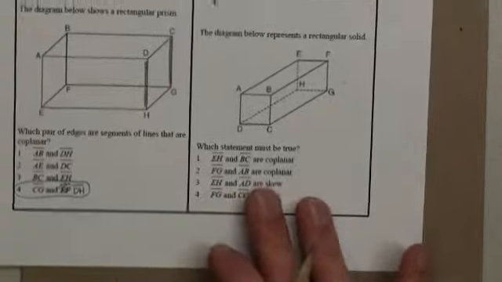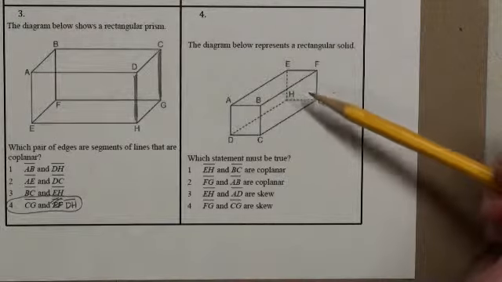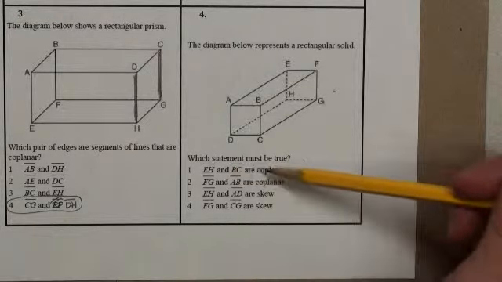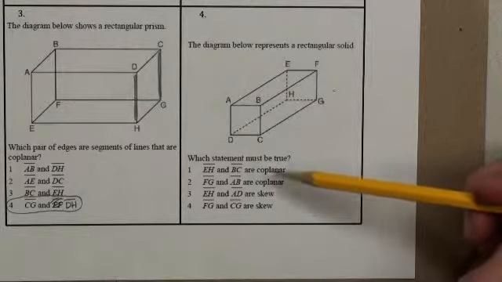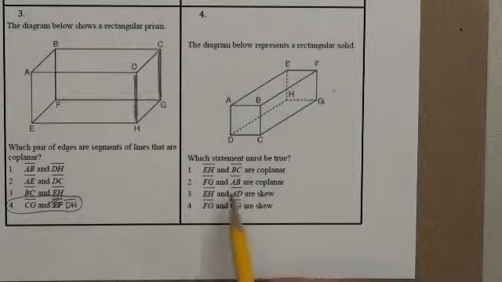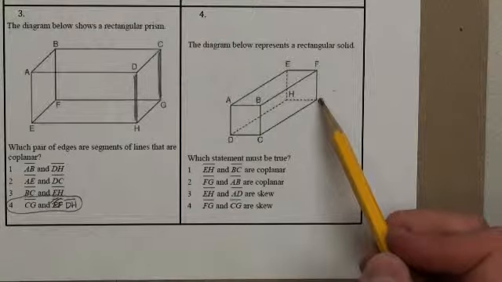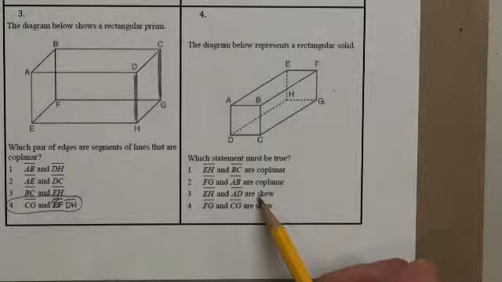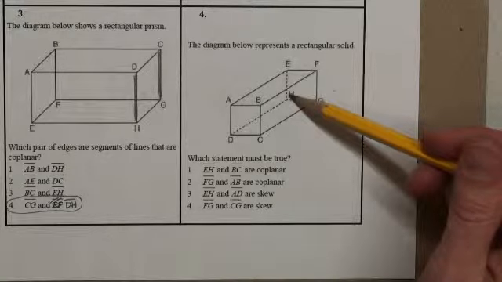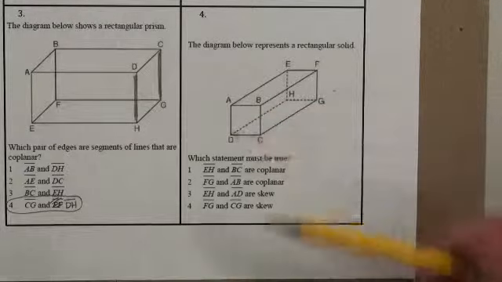Okay, and number 4. The diagram below represents a rectangular solid. Which statement must be true? EH and BC are coplanar. EH and BC are not coplanar. Okay, so that's not true. FG and AB are coplanar. FG and AB are not coplanar. EH and AD, EH and AD are not skew, they're parallel, right? EH and AD are parallel.